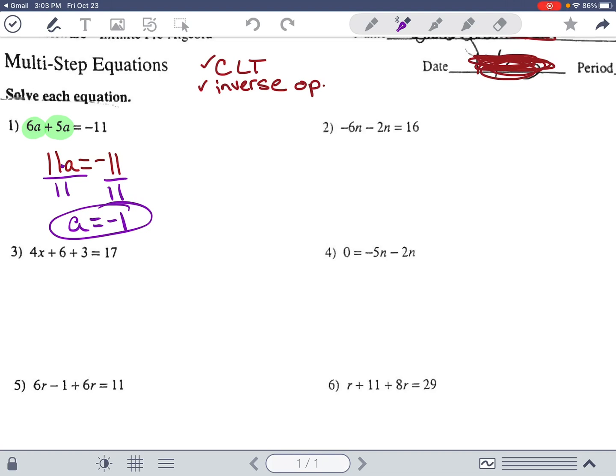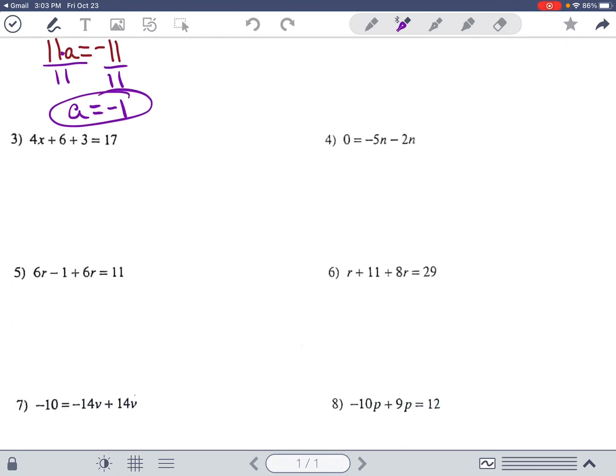Let's do number 3. If we look at number 3 on the left-hand side, we notice that we have 4x, there's our variable, but we also have plus 6 and plus 3. So we've got to put the plus 6 and plus 3 together first. We've got to simplify that side. The 4x stays, and we're going to put these two integers together for plus 9 equals 17. So we simplified the left-hand side.